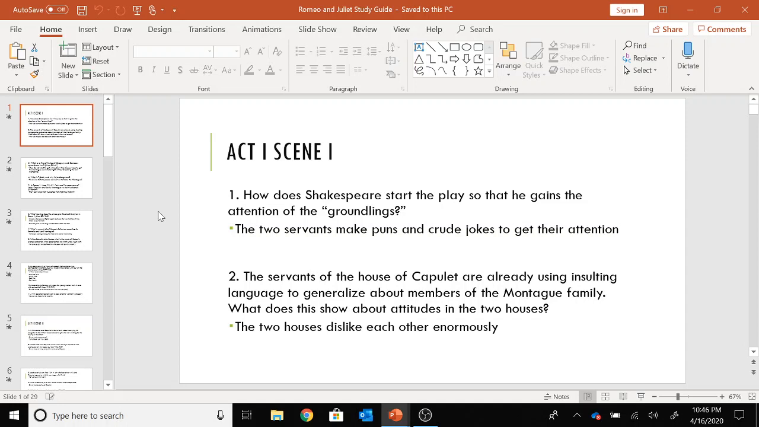Okay, so in order to get the groundlings' attention, with all that in mind, Shakespeare used his characters, these servants, to start with puns and crude jokes, which got the groundlings' attention to kind of settle in and laugh and pay attention to what was being said.